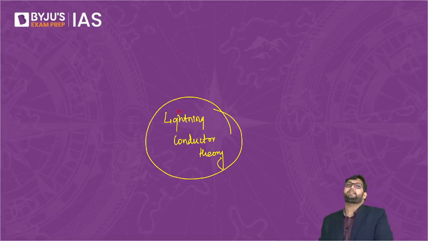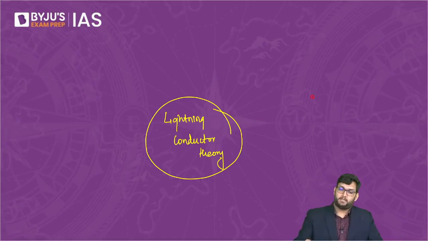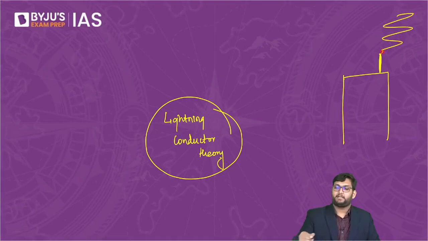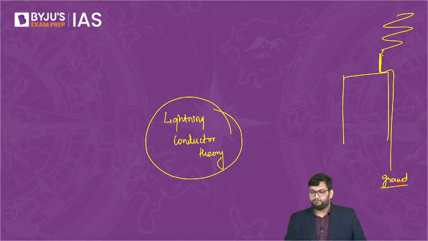What is a lightning conductor? On very high-rise buildings, there's always a small iron lightning conductor, so that if lightning hits it, it does not hit the building, it is conducted to the ground. So basically, big buildings are saved by lightning conductors.